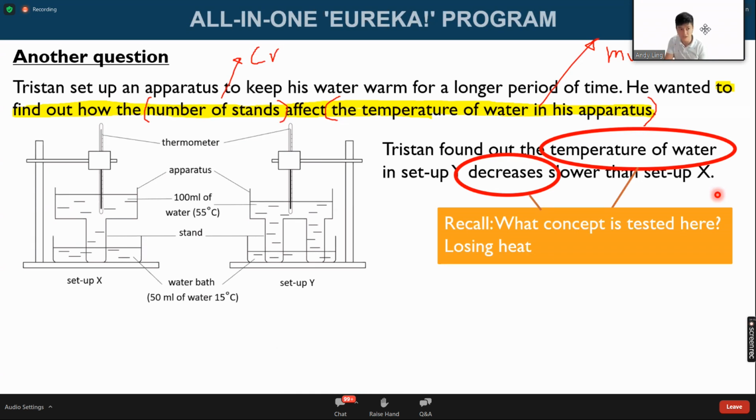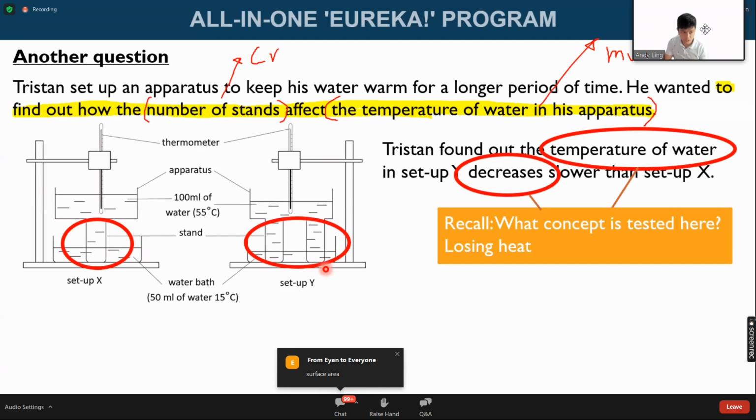In fact, could you identify for me what is a clue here based on these two pictures? Wow, Ian, very fast. Okay, parents, do you see this too? This is a change variable, right? Setup Y has 2 legs, 2 stands. Setup X has only 1 stand. So if you tell me different setup, it's not good already. It's not good at all.